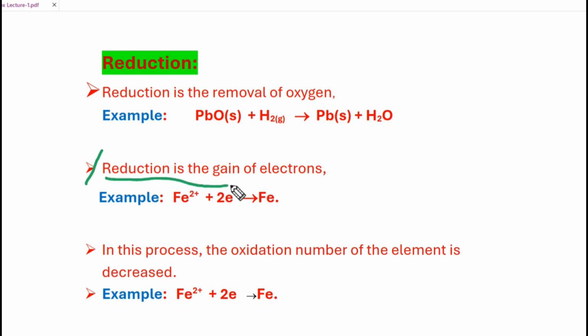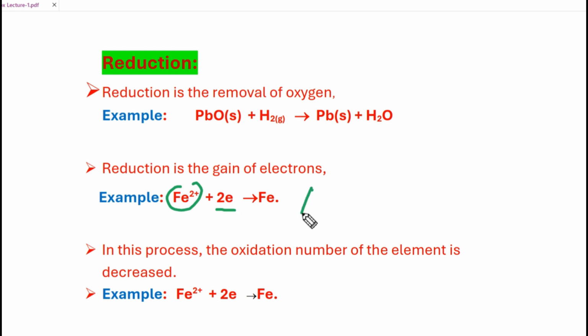Also reduction is the gain of electrons. You know, oxidation is the loss of electrons, reduction is the gain of electrons. Here iron 2 plus gains 2 electrons, plus means gain, to form iron. As the iron 2 ion gains electrons, this is known as reduction. Iron 2 plus gains 2 electrons, this is reduction.